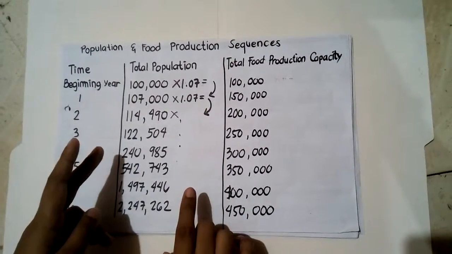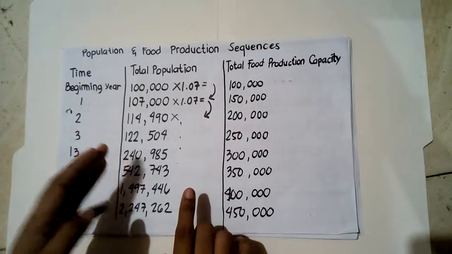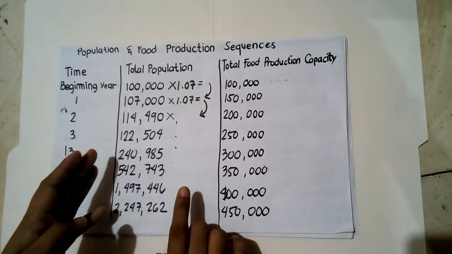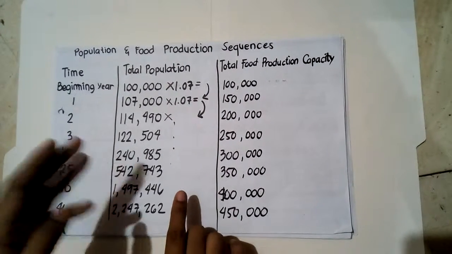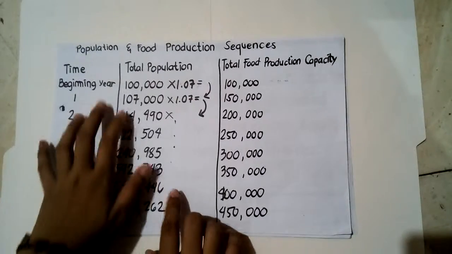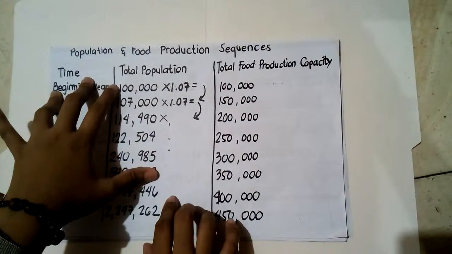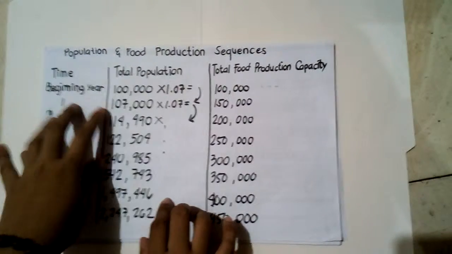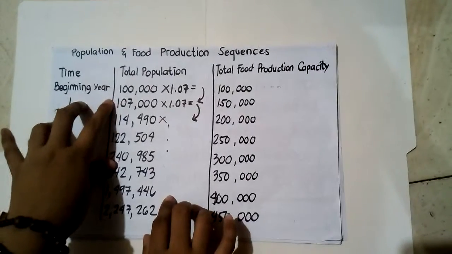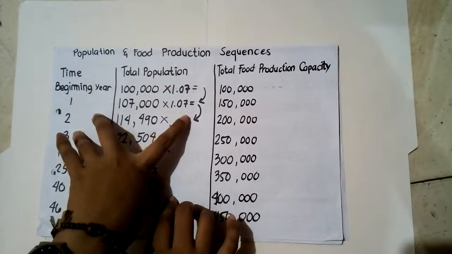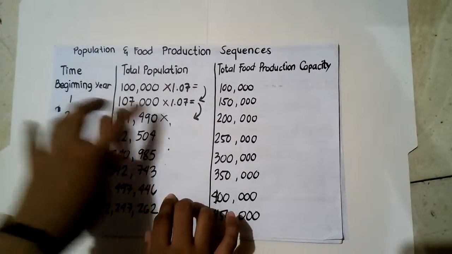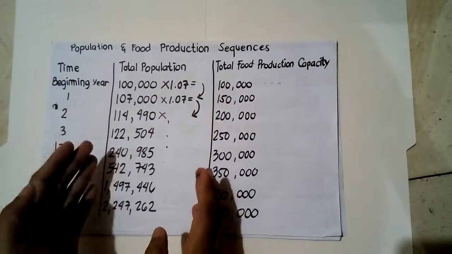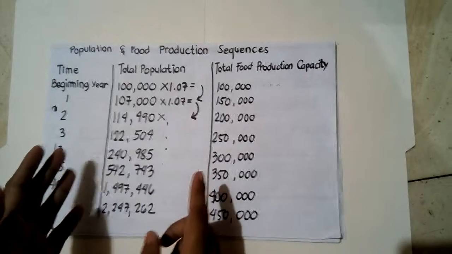In such a sequence, each term after the first is obtained by multiplying by a constant. In this case, we multiply by 1.07. As you can see, the first term, 100,000, multiplied by 1.07 will give the second term. And the second term multiplied by 1.07 will give the third term, and so on. So this is an example of a geometric sequence.